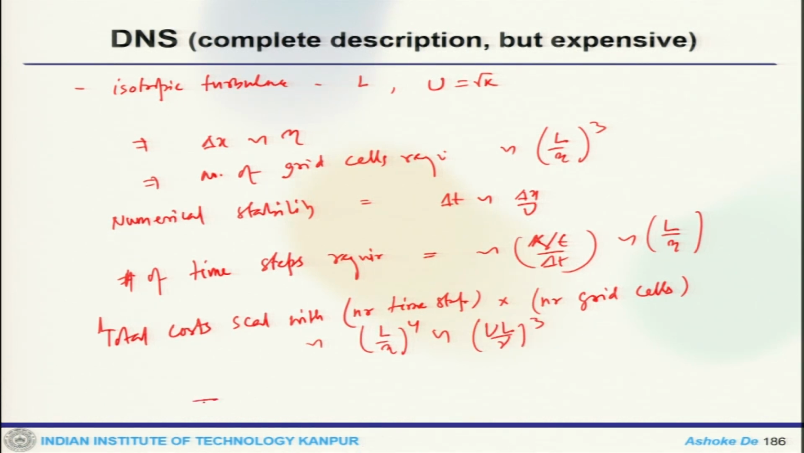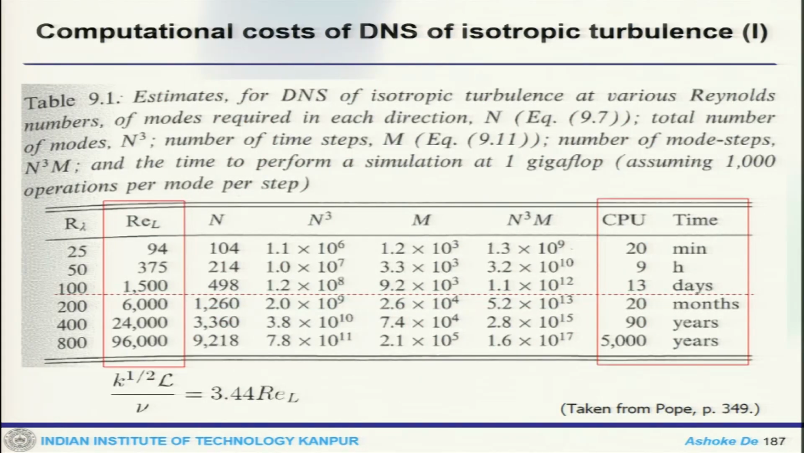So, that is why there is a serious limitation for low Reynolds number application. But these days, even today, the computational architecture is available. People can do large scale DNS.